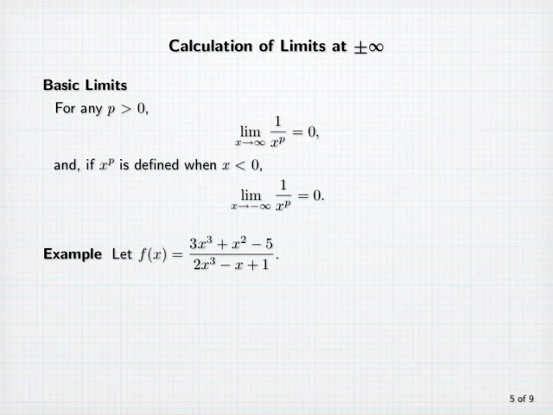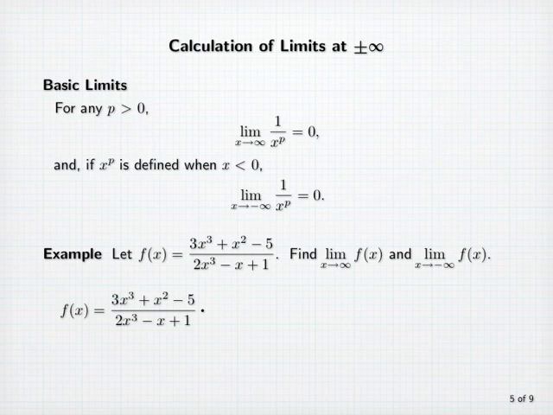Let f of x equal the rational function 3x cubed plus x squared minus 5 over 2x cubed minus x plus 1. Let's find the limit as x goes to infinity and the limit as x goes to minus infinity of f of x.